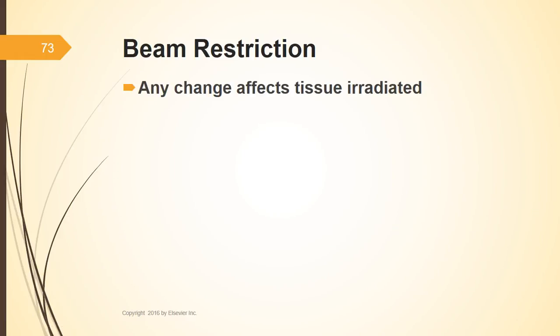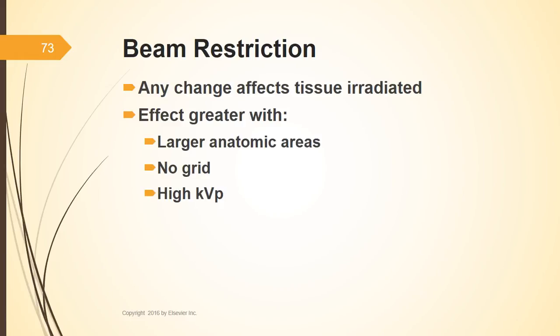All right, let's move on to beam restriction, the next item on our list. Any change in the size of your X-ray field alters the amount of tissue that we radiate. The effect is greater when collimation is greater, when imaging large anatomic areas, when we perform exams without a grid, and if we use a high kV. But the first thing we want to look at is the beam restriction itself.